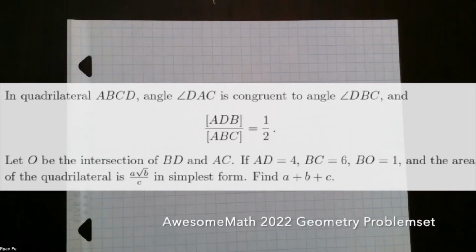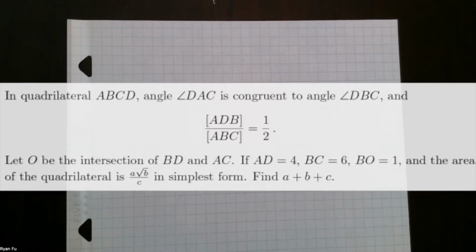The problem statement tells us that we have a quadrilateral ABCD and angle DAC is congruent to angle DBC, and we know that the ratio of the area of ADB over ABC is 1/2. And then we let O be the intersection of BD and AC, and then they give us the side lengths that AD is 4, BC is 6, OB is 1, and we want to find the area of the quadrilateral.